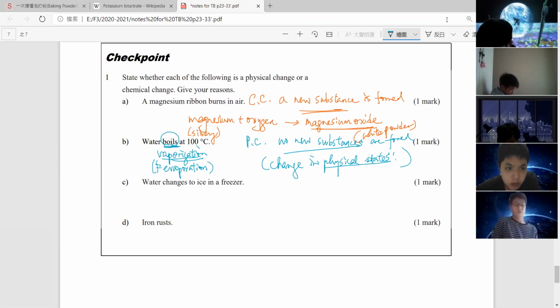Change in physical state from liquid to gas. Do you understand? Yes. Let's see.